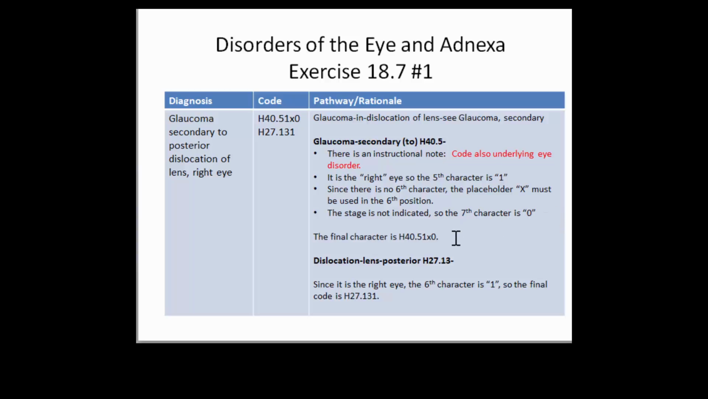And that gives us a final character of H40.51X0. Then you look up the underlying eye disorder we talked about here. Dislocation, lens, posterior, H27.13-. And since it is the right eye, the 6th character is 1 for this code, so the final code is H27.131. Notice how, as with all of our exercises, we are following our instructional notes very carefully to be sure we're sequencing them correctly and to be sure that we are covering what the code book is advising us.